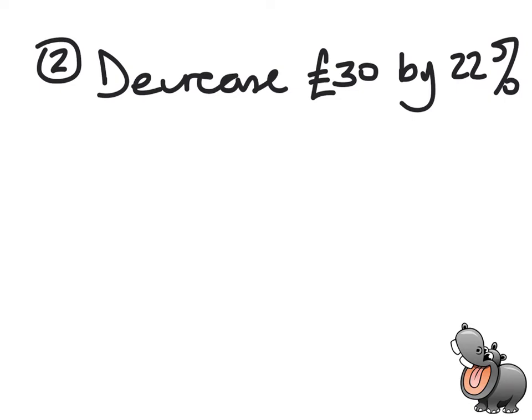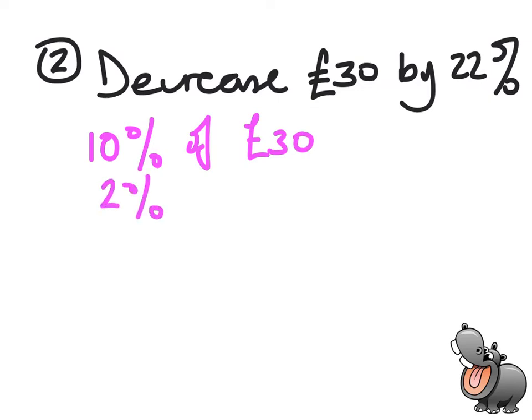Question 2, you have to decrease £30 by 22%. So the first thing we're going to work out is what is 10% of £30. Then we're going to work out what 2% is. Now the question we need to ask ourselves is, how do we get from 10 to 2%? We divide by 5. So whatever answer you got for the first one, divide that by 5 for 2%.